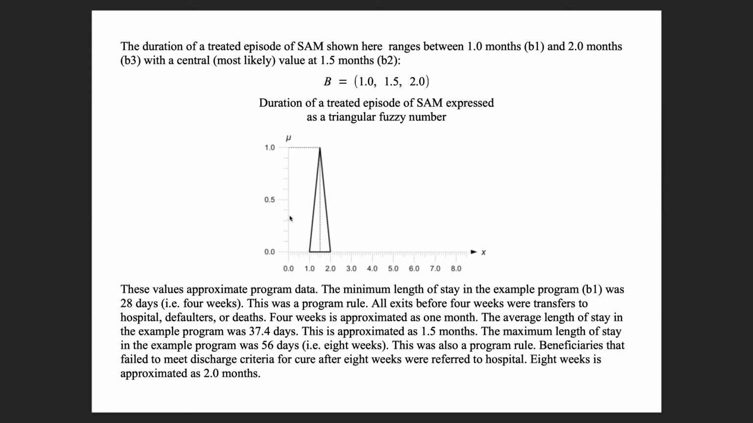The average length of stay in the program was 37.4 days. This is approximated as 1.5 months. And the maximum length of stay was 56 days, that's 8 weeks. And this was also a program rule. So beneficiaries that failed to meet the discharge criteria of cure after 8 weeks were referred to hospital. 8 weeks is 2 months. And so this is our fuzzy triangular number expressed as a list or as a plot for the duration of untreated SAM.